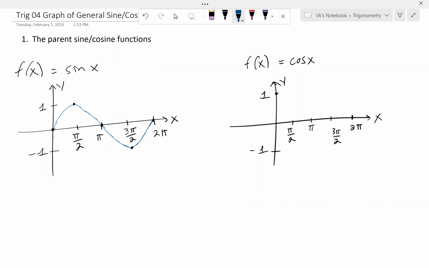Similarly, the parent function of cosine is f(x) = cos x. We know cosine of 0 is 1. Cosine of 2 pi is 1. Cosine of pi is -1. Cosine of pi over 2 is 0. Cosine of 3 pi over 2 is 0. Using a smooth curve, connect these points and we have the graph of cosine on one period.